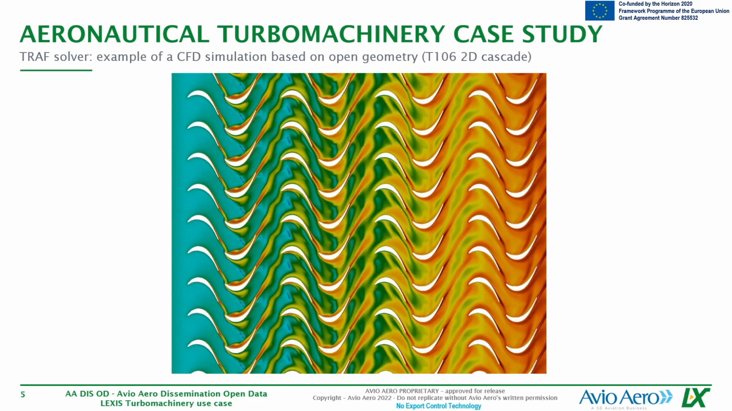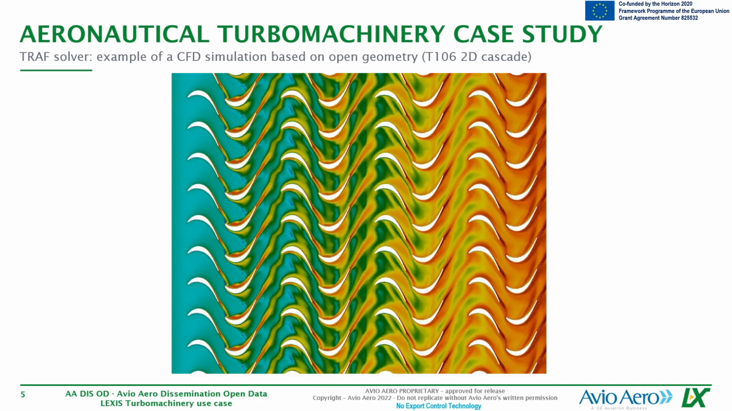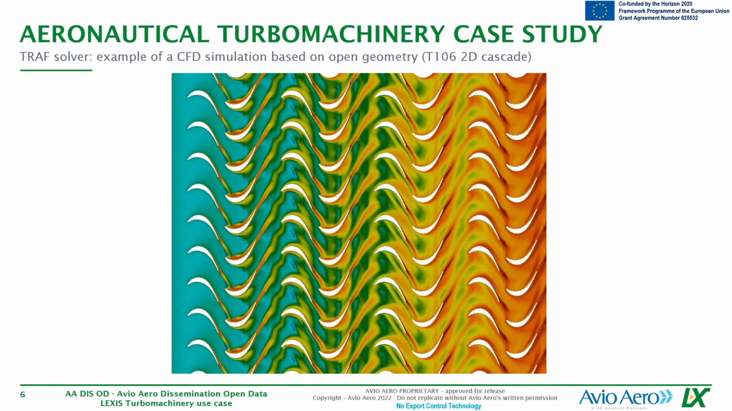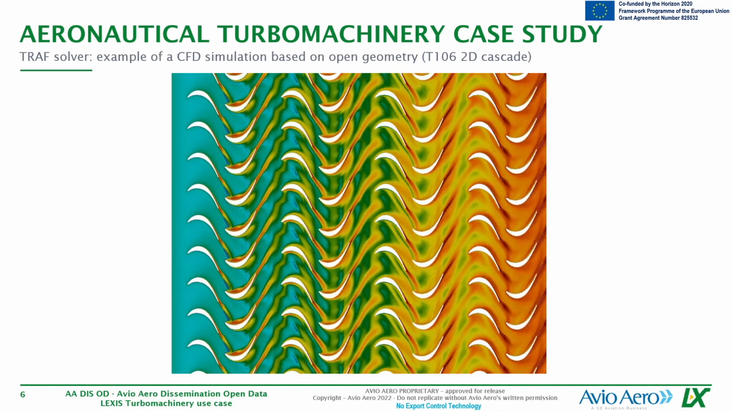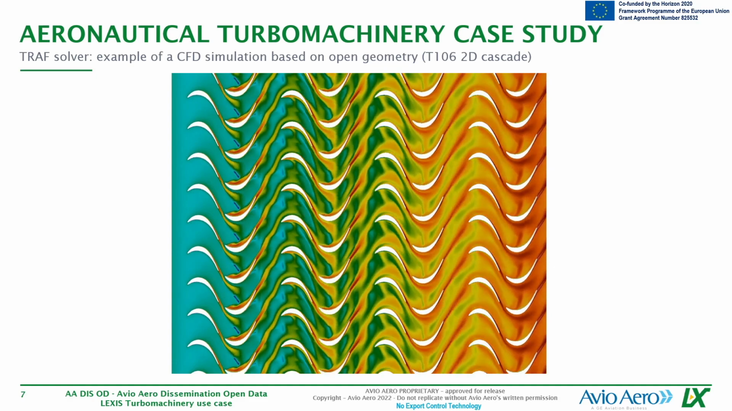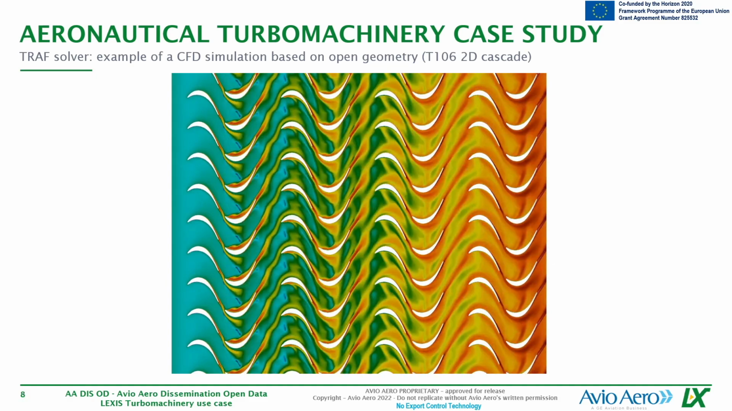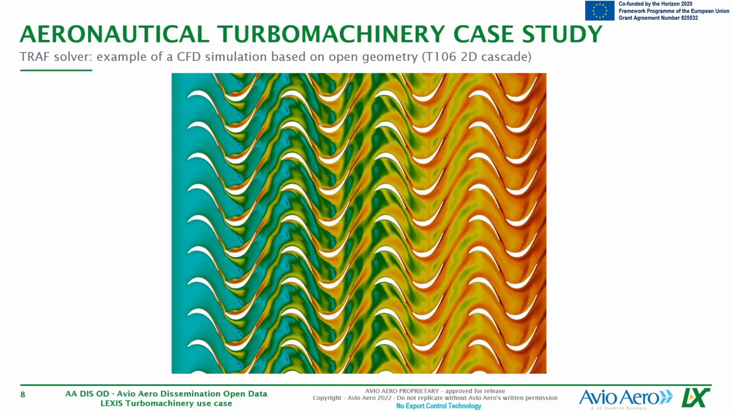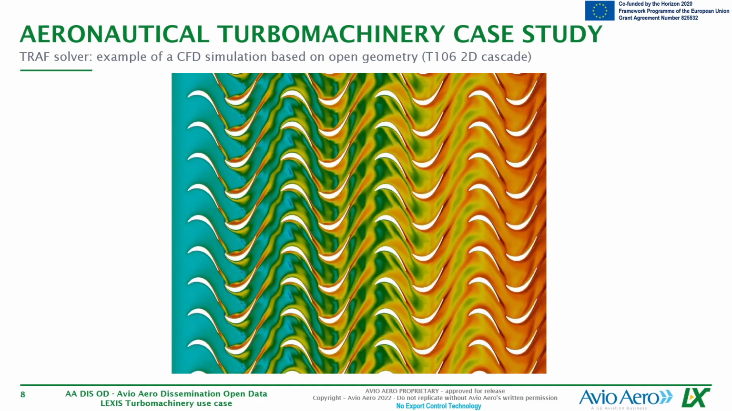The evolution of turbulence kinetic energy contours in a four-stage low-pressure turbine designed using T106 blade profiles is shown in this slide as an example of a time-accurate simulation carried out with the Traff code.